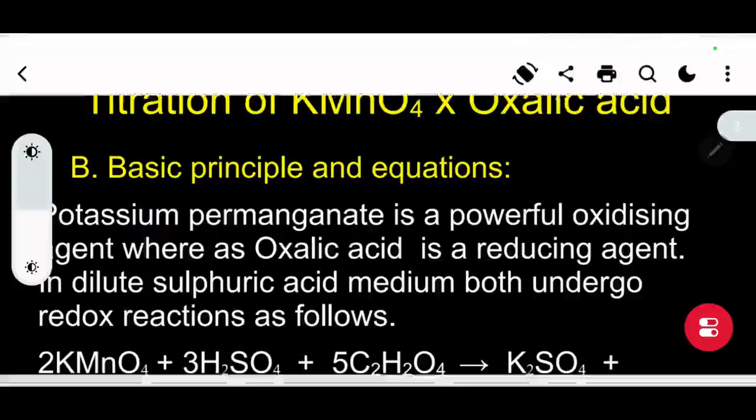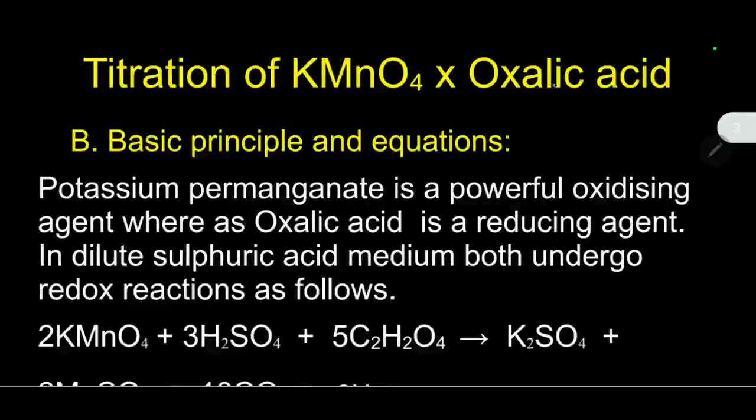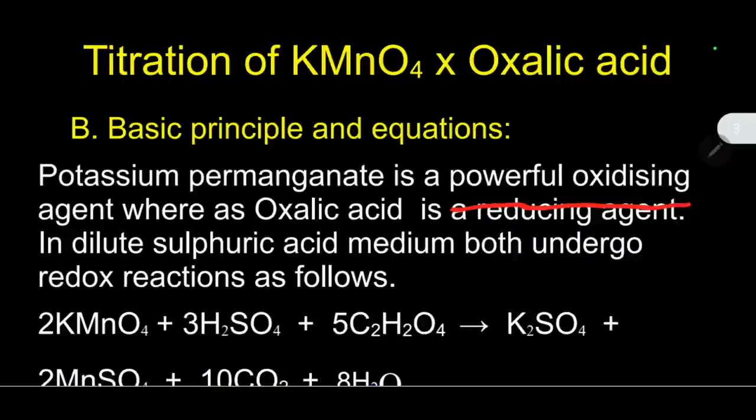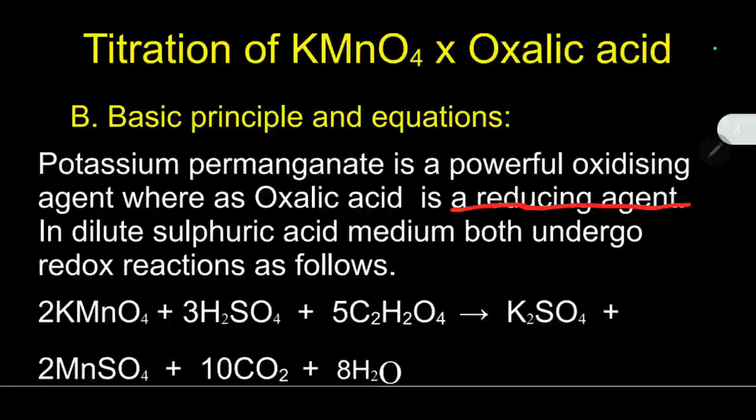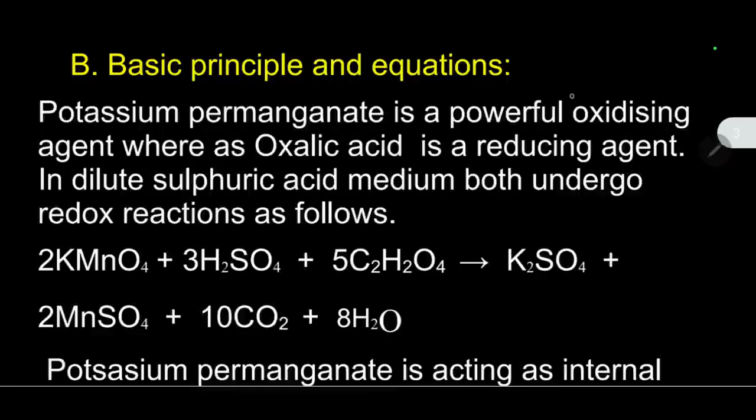Now, what is the basic principle involved in these titrations? Potassium permanganate is a powerful oxidizing agent, whereas oxalic acid is a reducing agent. In dilute sulfuric acid medium, both undergo redox reaction as follows.